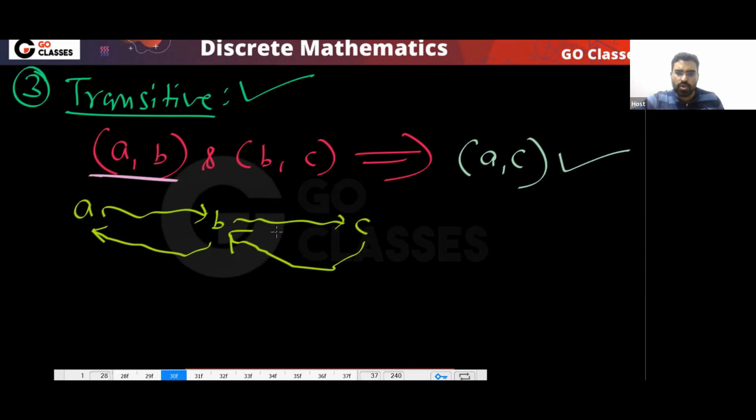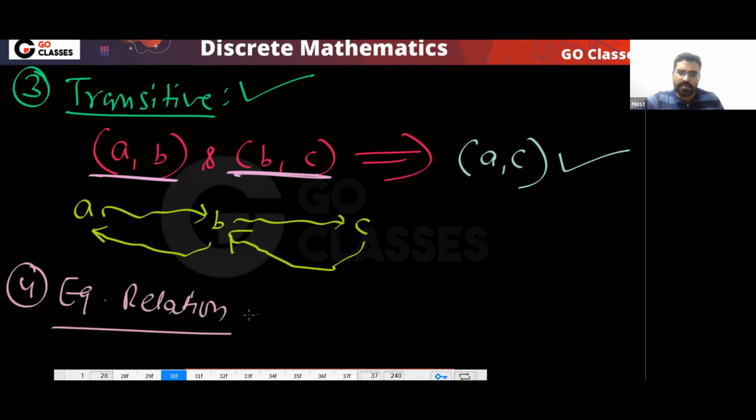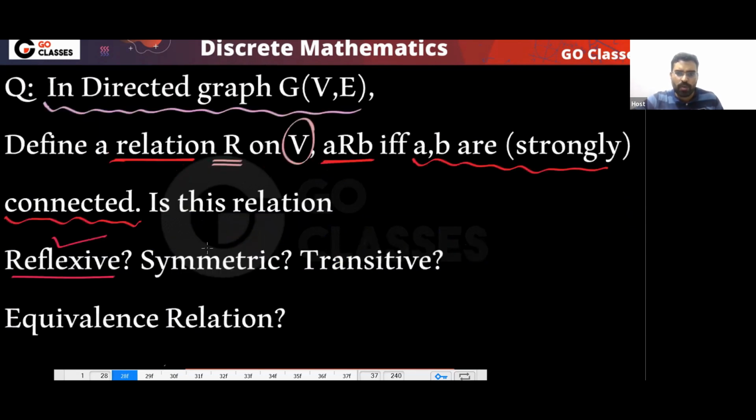If A comma B are strongly connected and B comma C are strongly connected, then A comma C is also strongly connected. Very simple concept. This is the path from A to C, and this is the path from C to A. So this is transitive also. So this is an equivalence relation: reflexive, symmetric, transitive. All these properties are there.